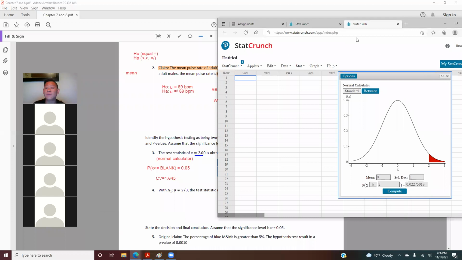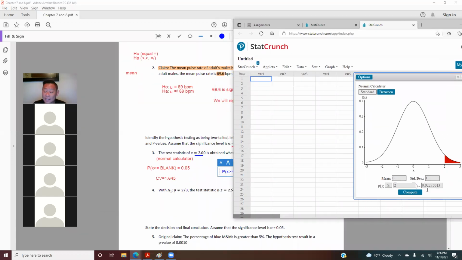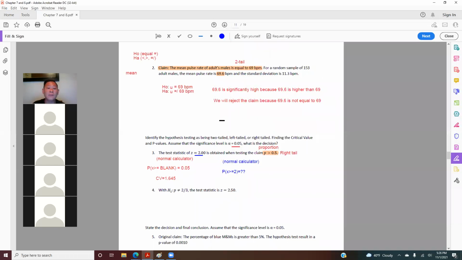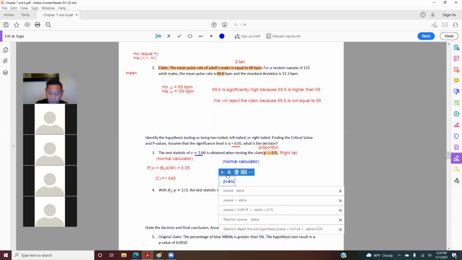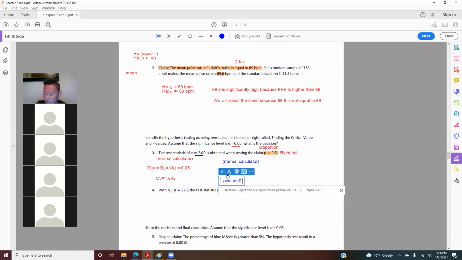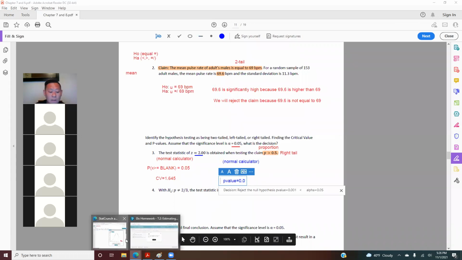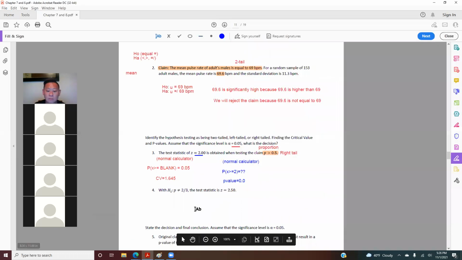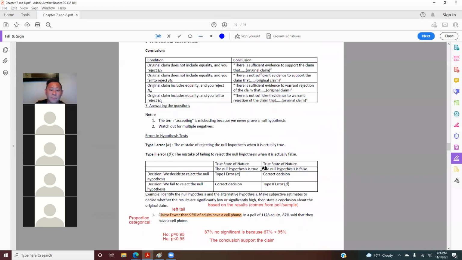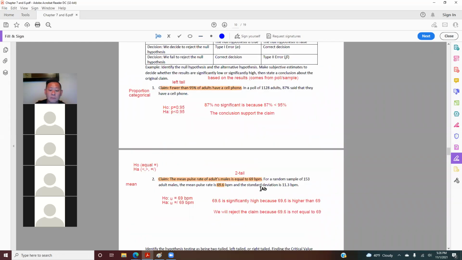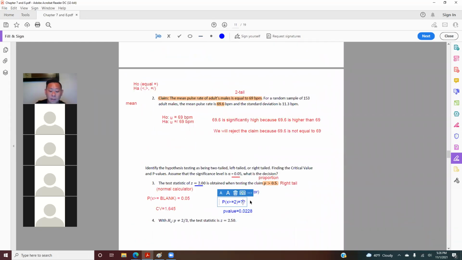So what is your p-value? My p-value in this case is 0.02275, about 0.0228. So this is the blank, whatever the blank that they use. So this is the answer. You guys all right?